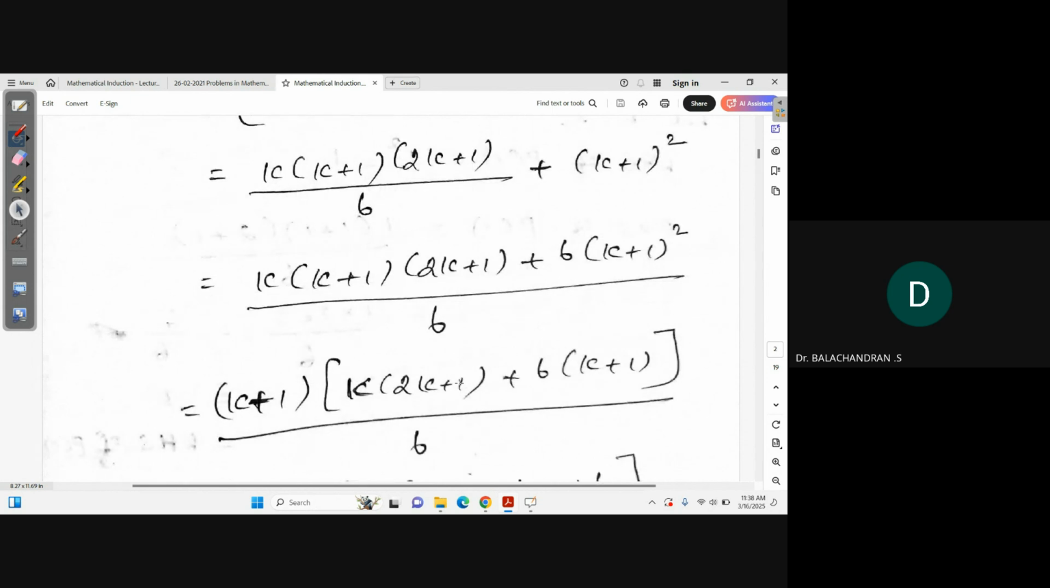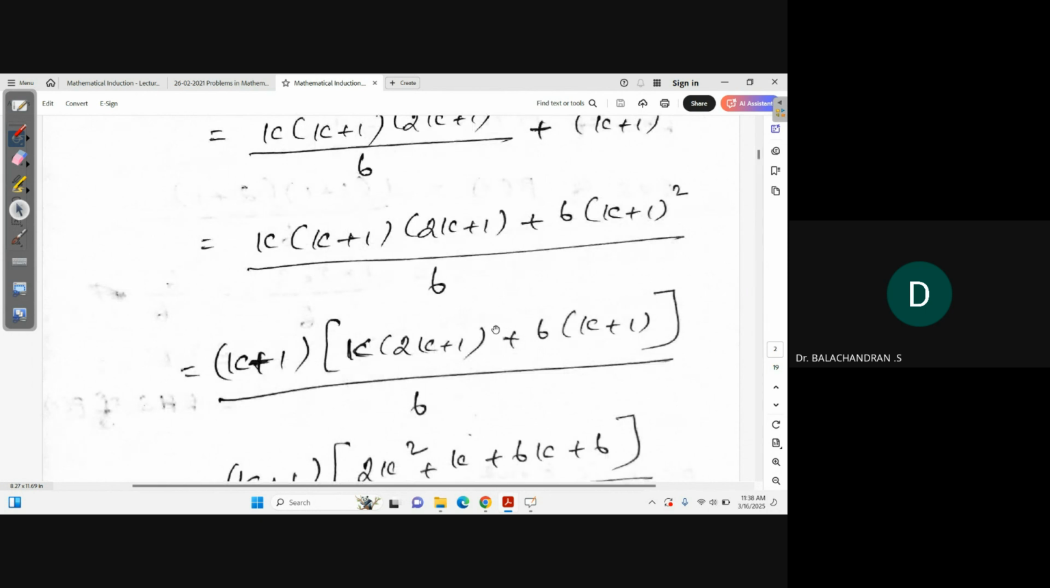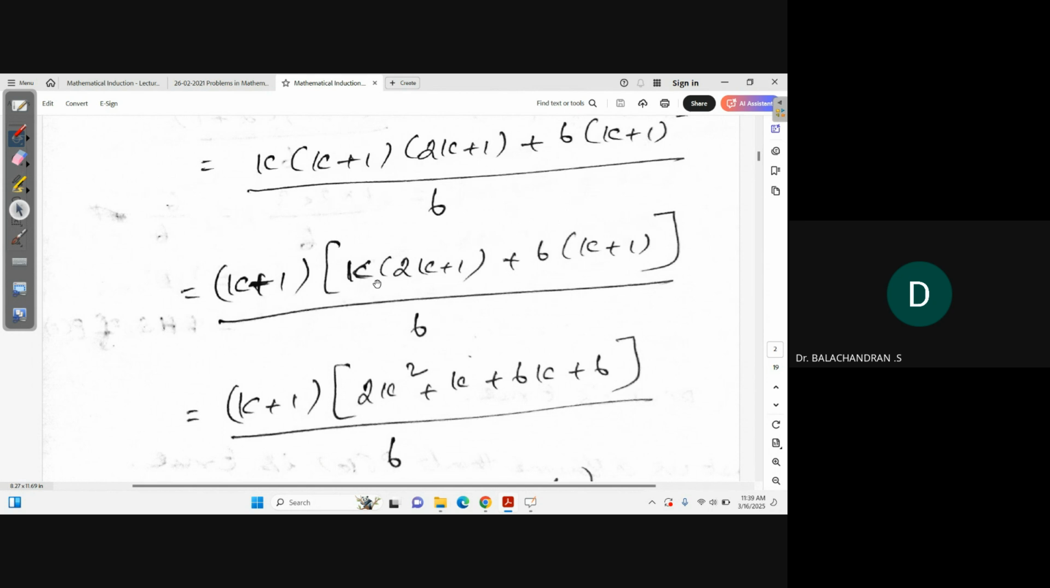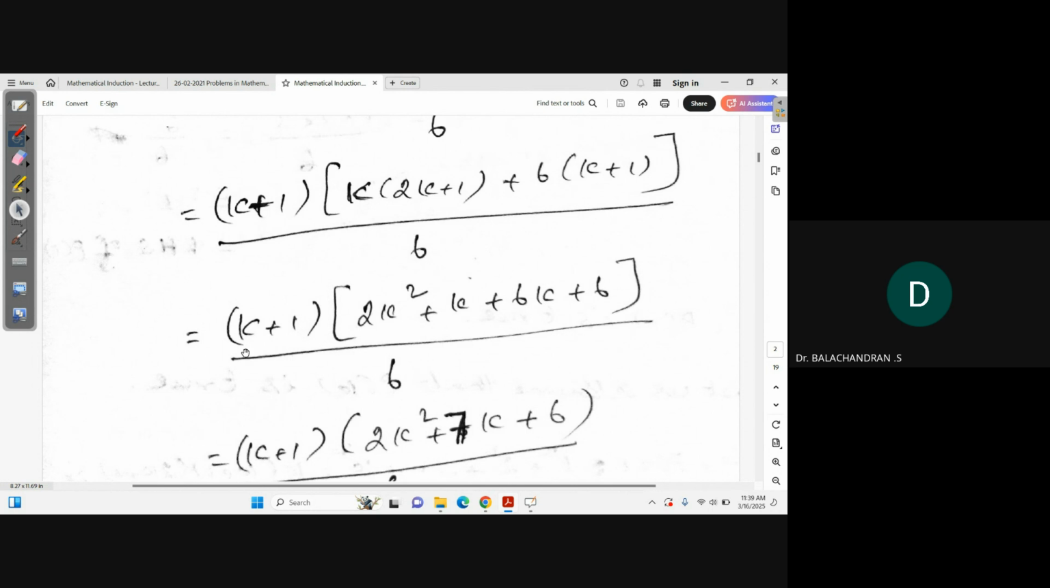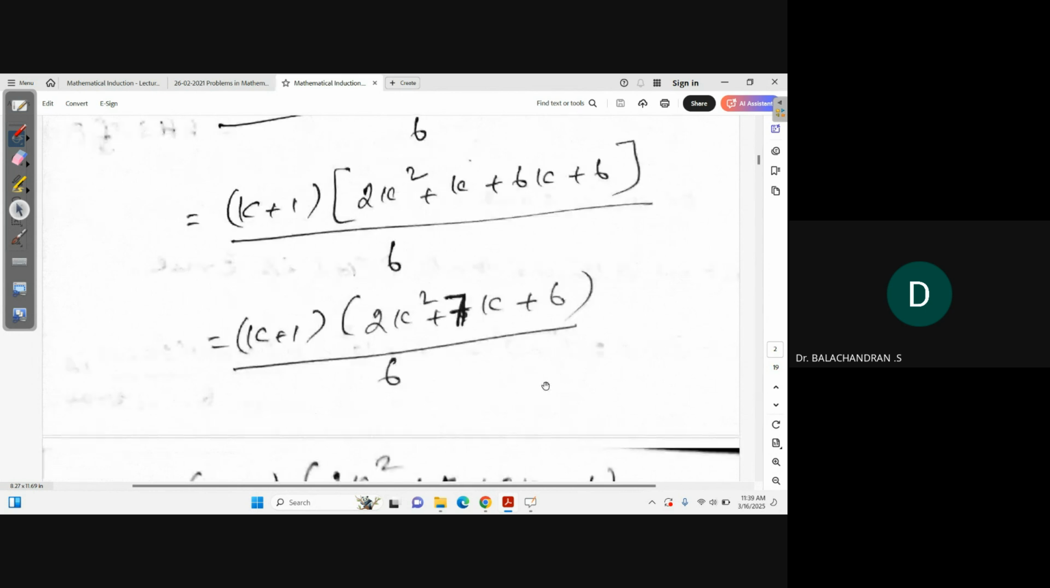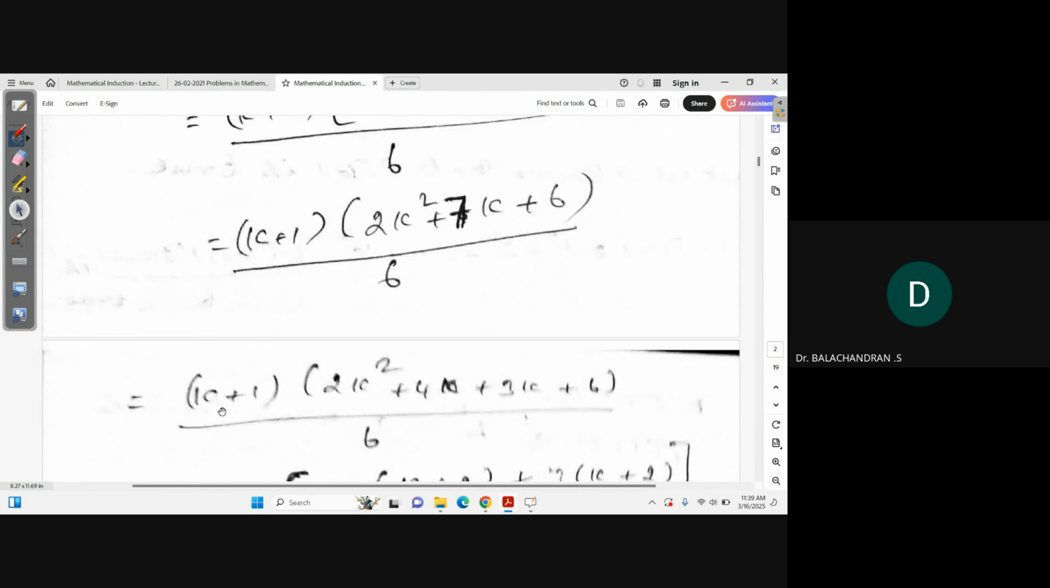From here to here, I'll take k plus 1 common. So what is remaining? k into 2k plus 1 plus 6 into k plus 1, all divided by 6. So k plus 1 into 2k square plus k plus 6k plus 6 by 6. So k plus 1 into 2k square plus 7k plus 6 by 6.